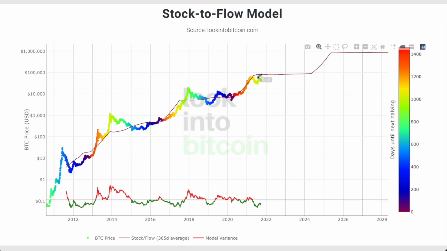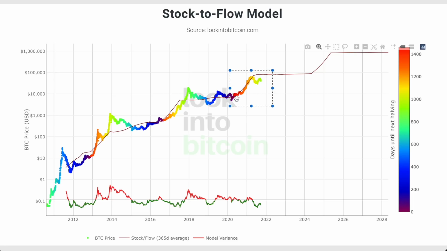But we haven't seen an upside deviation, and this is something I spoke about a few days ago here on the channel, that upside deviations beyond the stock to flow line tend to end the market cycle. So you can see a Bitcoin bull market peak over here beyond the stock to flow line, here as well, and here as well. We haven't seen anything like that in this market cycle dating back to March 2020.